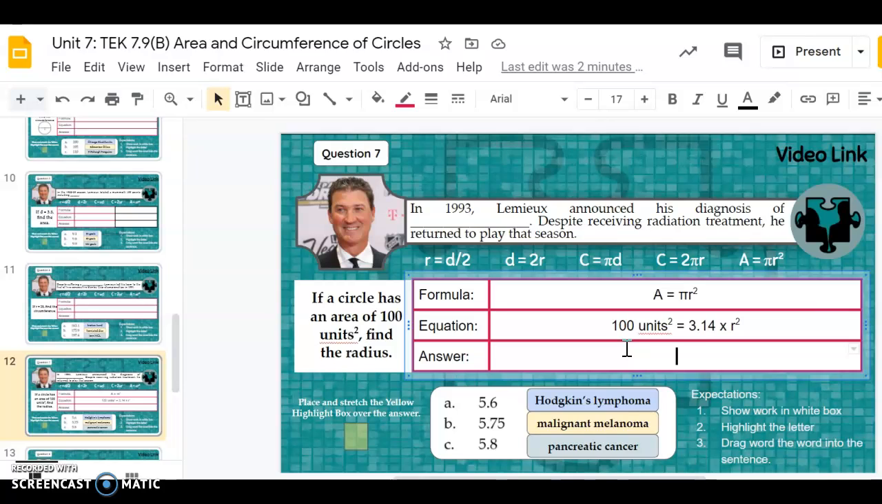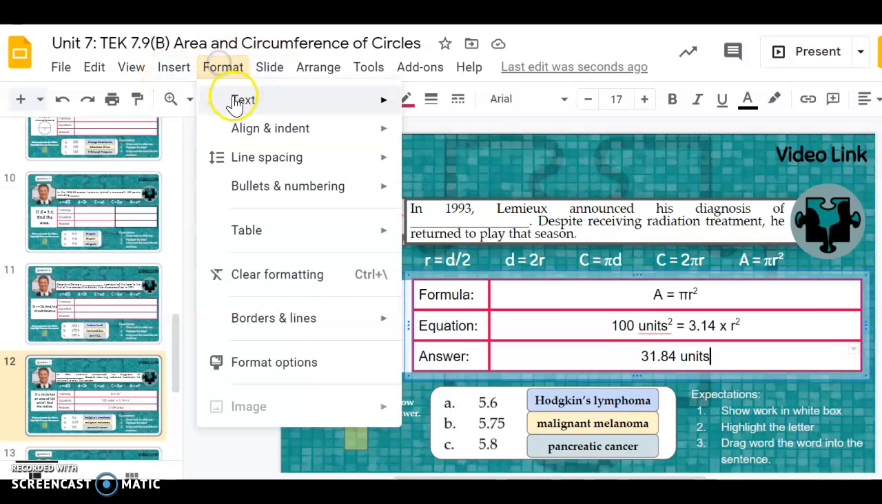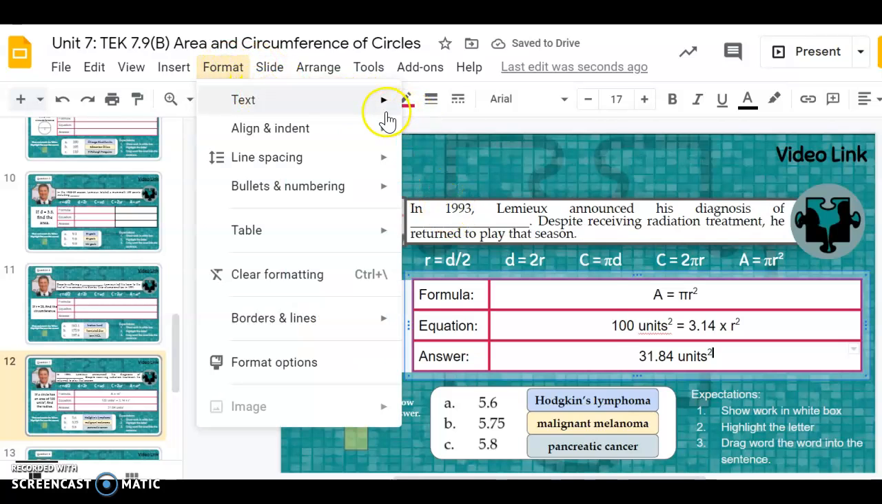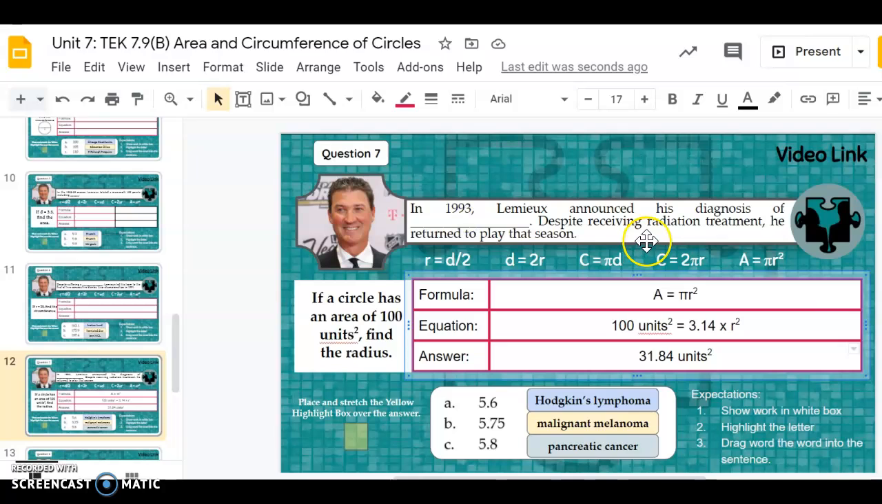So it gives me, I'm going to type this in, but it's not going to be the answer, and you're not sure why in just a minute. Okay, so 31.84 units squared. Hold on. Let me go up here to text, superscript, squared. In order to undo that, you go back up, text, superscript, and it takes it back down, equals r squared.